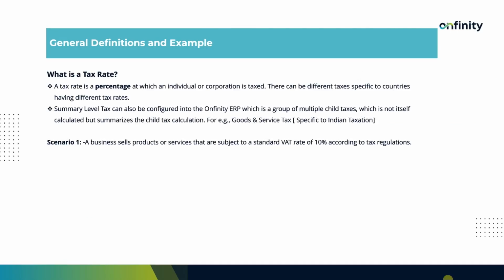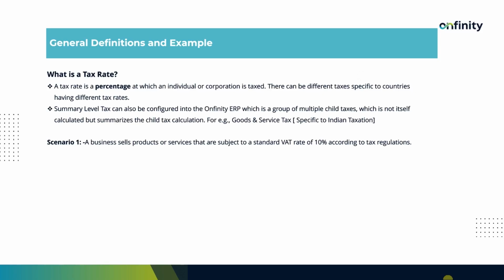A tax rate is a percentage at which an individual or corporation is taxed. There can be different taxes specific to countries having different tax rates. Summary level tax can also be configured in the Onfinity ERP, which is a group of multiple child taxes. This is not calculated itself, but summarizes the child tax calculation. For example, GST. Consider this scenario. A business sells products or services that are subject to a standard VAT rate of 10% according to tax regulations.